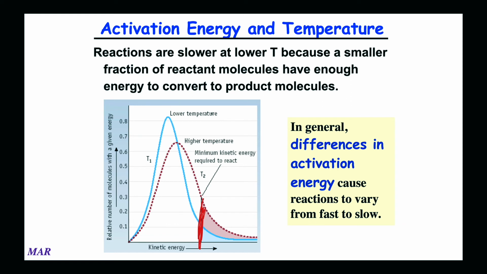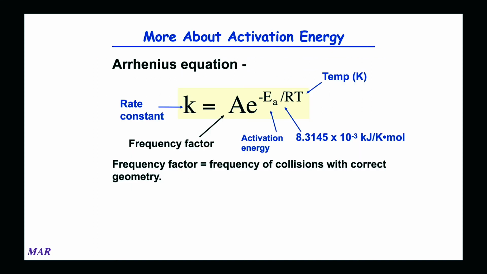So there's more molecules at the warmer red temperature than there are at the colder blue temperature. Some of the blues will have enough energy to become products, but there'll be a lot more at the warmer red temperature. And again, differences in activation energy are oftentimes the reason why reactions are slow or fast. But if you have a warmer temperature, you have a bigger fraction of molecules able to overcome that energy of activation and become product. So this guy named Arrhenius studied this in quite a lot of detail, and he came up with what's called the Arrhenius equation.